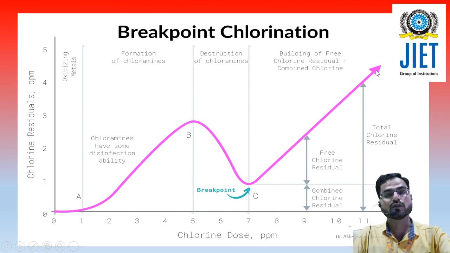But when you earn more money, you have to pay some tax. So in breakpoint chlorination, your tax is the dechlorination process. That is, if you earn more money than needed, then it is not fair. So at this point, you have to control the chlorine doses, and this is checked by breakpoint chlorination.